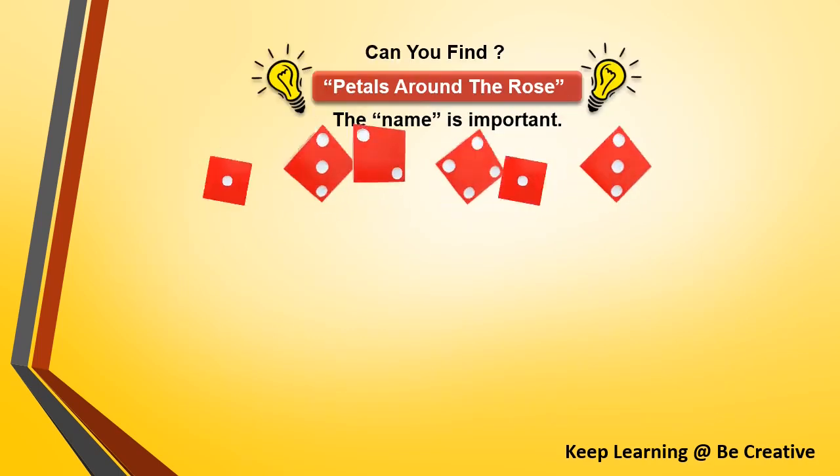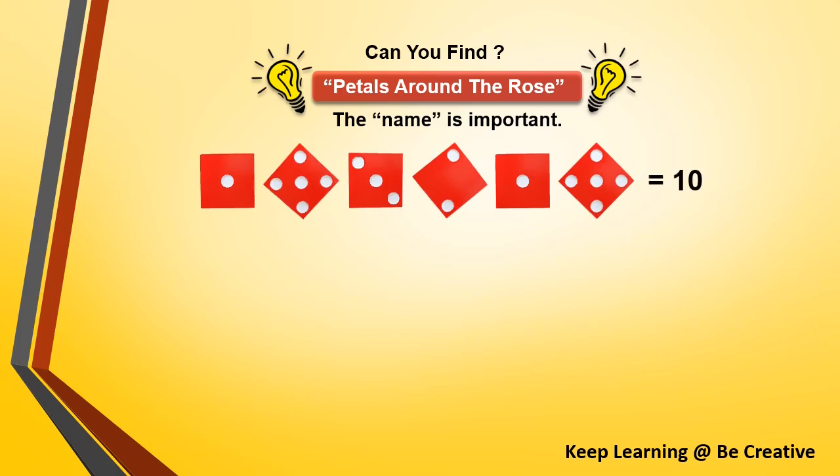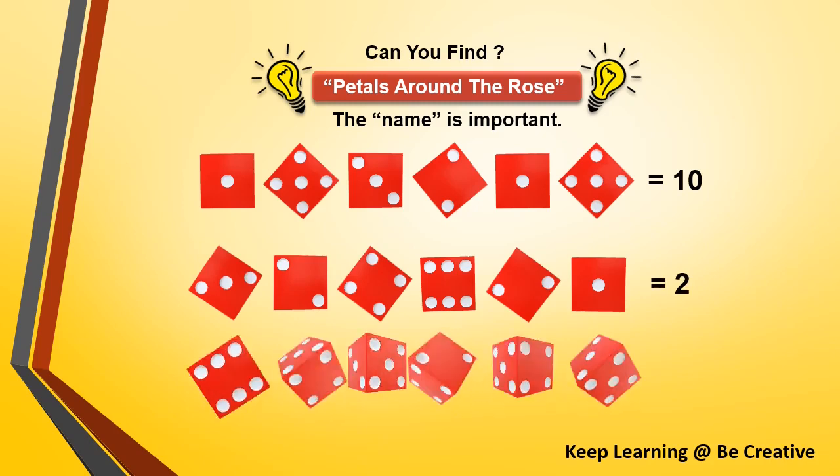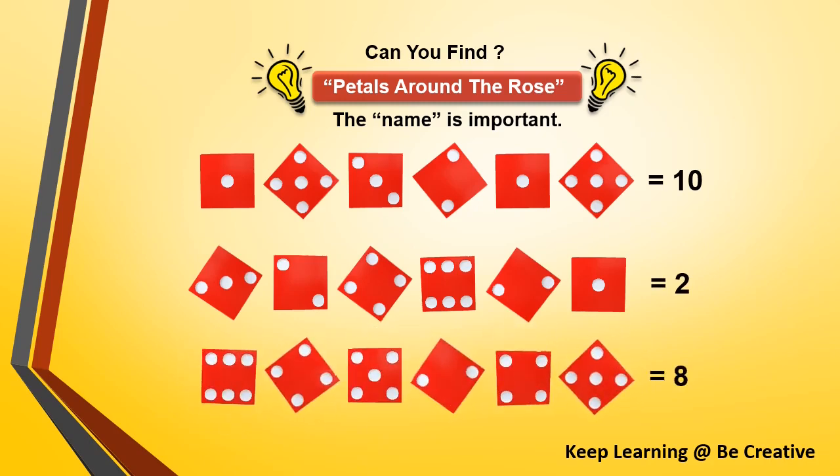We have been given a throw of 6 dice and the result or the outcome comes out to be 10. In the next throw we have the outcome as 2 and in the next throw we have the outcome as 8. You need to identify the logic behind these values, that is 10, 2 and 8. How are we getting these values? And as I told you, the name of the game is important, that is Petal Around the Roses.